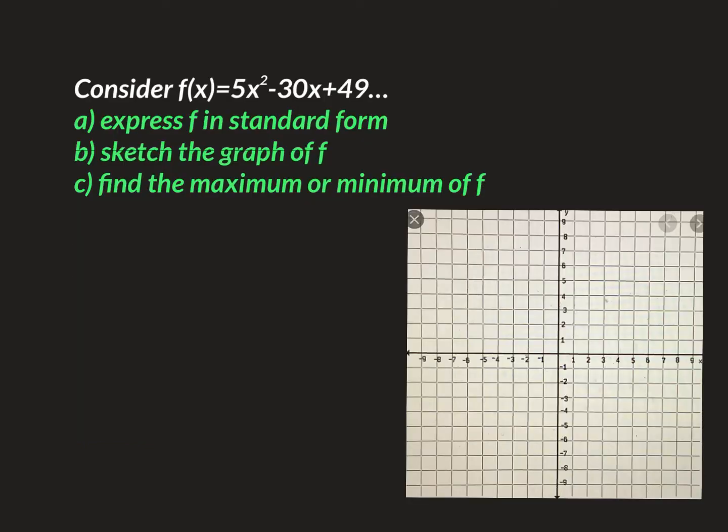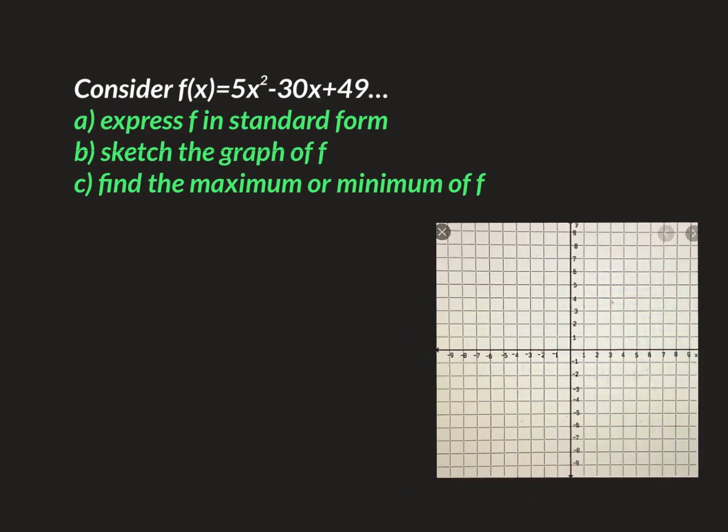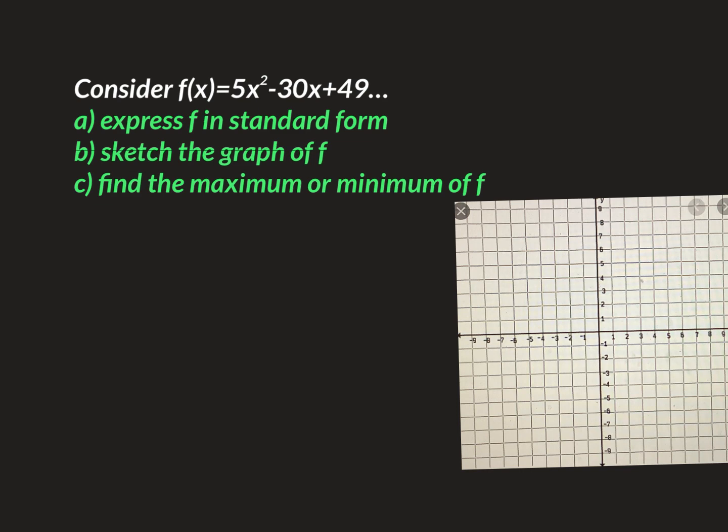All right, it says consider that, express it in standard form, sketch the graph of it, and find the max or min. Okay, all that's really about the same. You got to do the same thing no matter what they ask you pretty much. But the first thing, every time we're going to put it in standard form. So I'm going to take out the 5 like I did a second ago, out of the first 2 terms, leave some space, put the plus 49. Right, I'm going to complete the square. Half of 6 is 3. I'm going to square that and get 9.